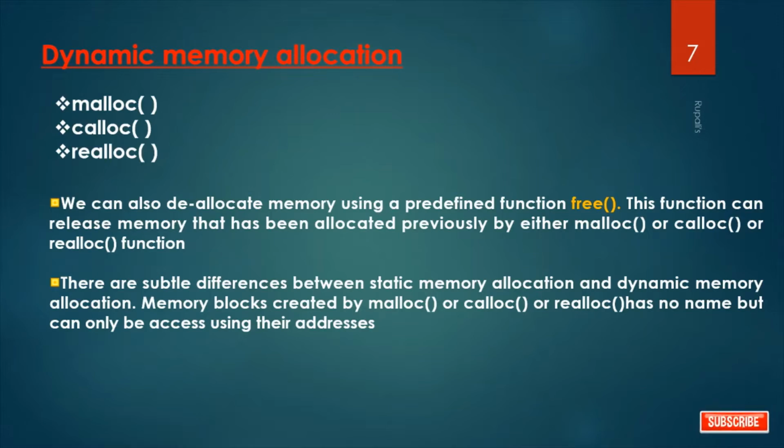But in case of dynamic memory allocation, memory blocks created by malloc, calloc and realloc have no name, but can only be accessed using their address. So, when we allocate memory using malloc, calloc and realloc, that allocated memory has no name, unlike static memory allocation. But how can we access them? We can access them only by the address.